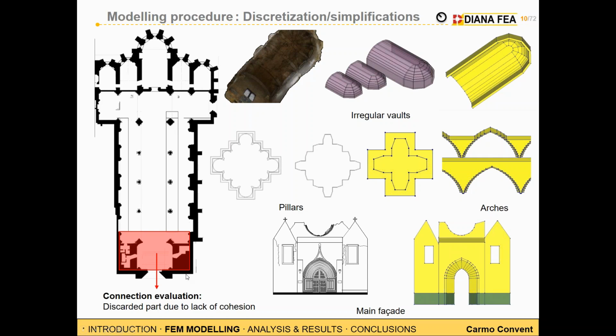And also, it's important to evaluate the connection between the walls, transversal and longitudinal. For example, we noticed that this part of the convent was added later, and therefore there is a complete lack of cohesion between the elements. And because of that, we decided to discard this part from the 3D solid model.